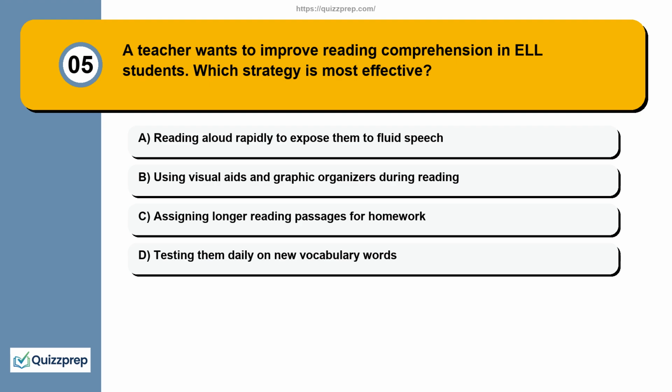Question 5. A teacher wants to improve reading comprehension in ELL students. Which strategy is most effective? Here are your options. Option A. Reading aloud rapidly to expose them to fluid speech. Option B. Using visual aids and graphic organizers during reading. Option C. Assigning longer reading passages for homework. Option D. Testing them daily on new vocabulary words.